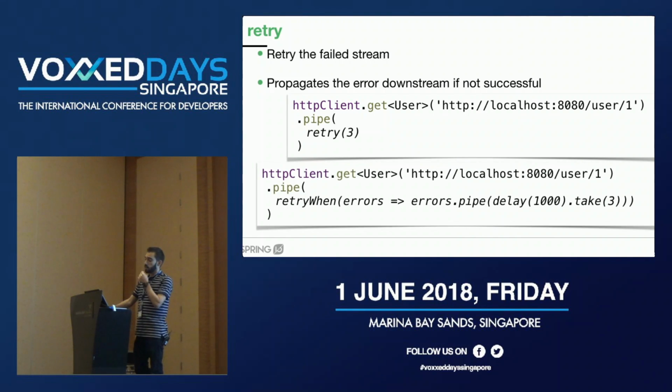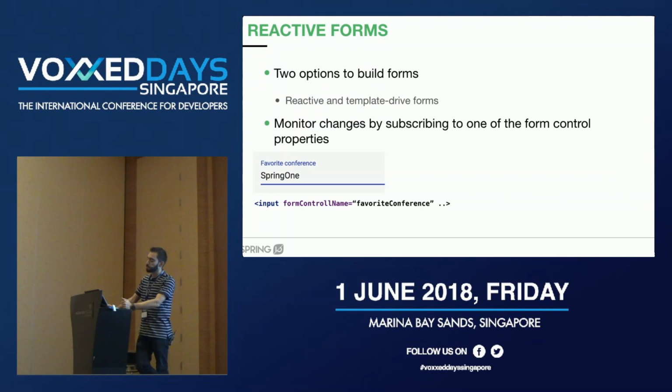If you need a little bit more power on defining how to do the retry, you can use the retryWhen operator. So the retryWhen operator allows you to define the logic on when you want to retry. And in this example, we are taking the errors, and we're going to delay the retry for a second until we have 3 attempts. So we're going to reattempt 3 times, or try to call that URL 3 times.